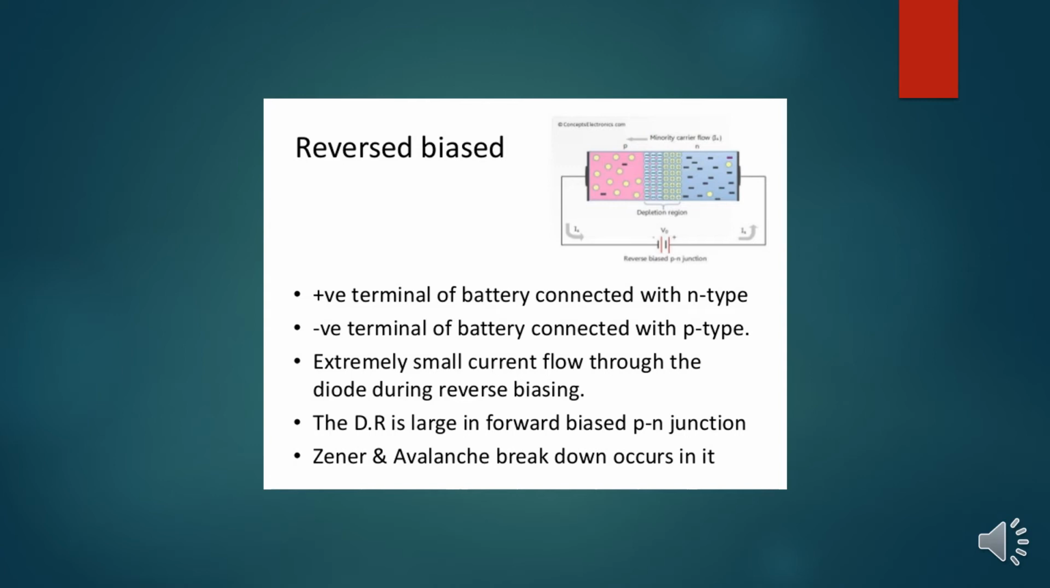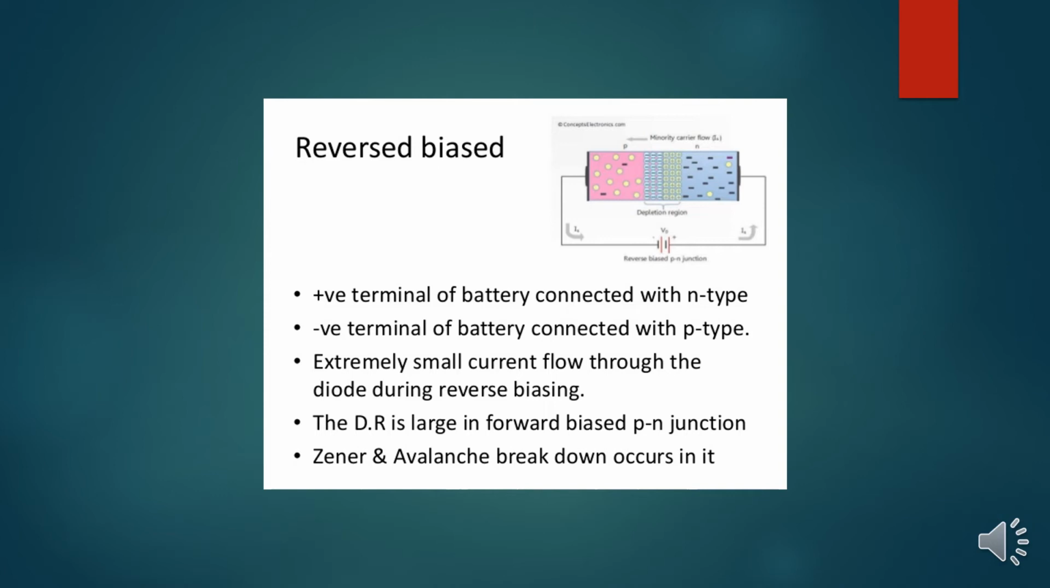What happens when this P is connected to negative and N terminal is connected to positive? The charge carriers from the P semiconductor bar and N semiconductor bar are attracted to the battery terminals, and the depletion layer width is large in this case, so it is not possible to move charge carriers from N to P or P to N. So in the ideal case, no current is present in reverse biased.